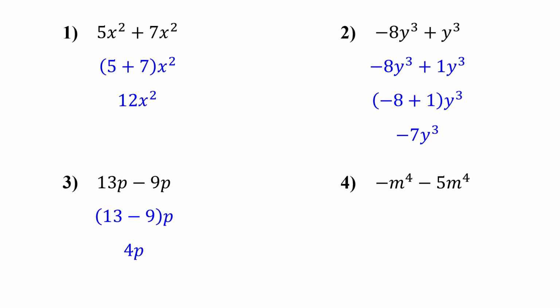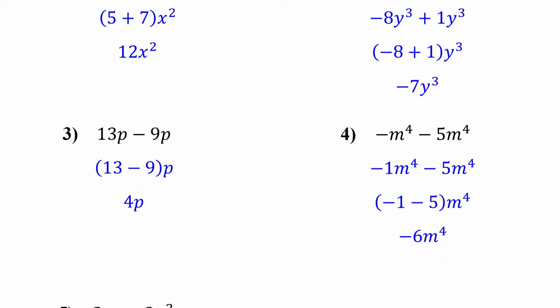What do you think? Are these like terms? Both terms have the same variable part, m to the fourth. So they are like terms, which means we can combine them. Notice the first term has no number written in front, just a negative sign. That means the coefficient is negative 1. So we have negative 1 minus 5, which gives us negative 6. The variable part rides along untouched. So this is the answer.